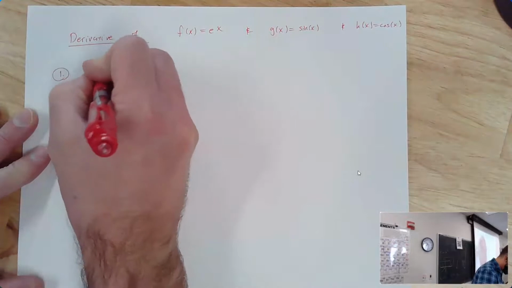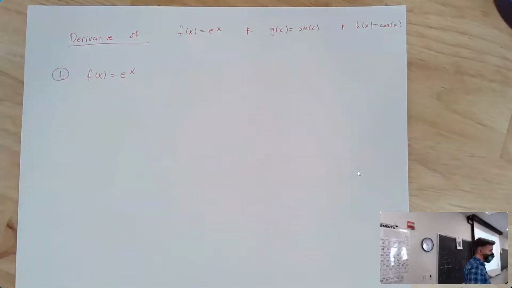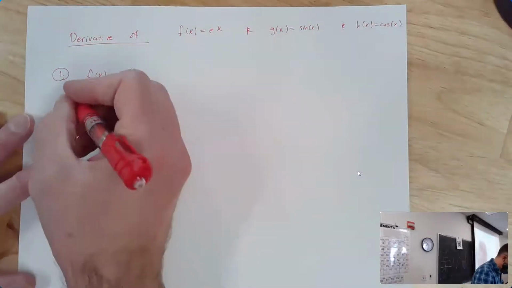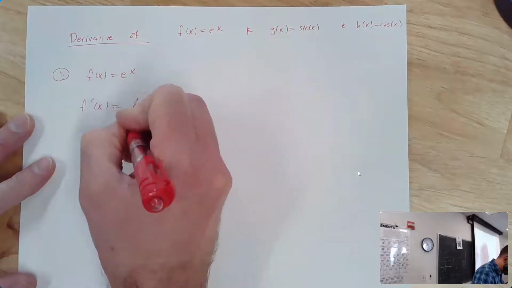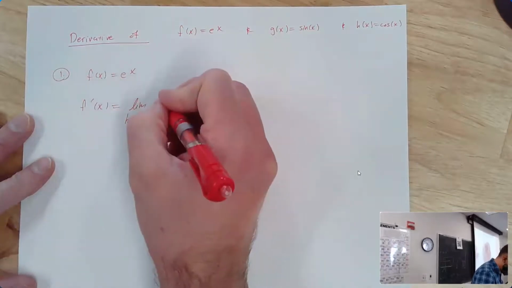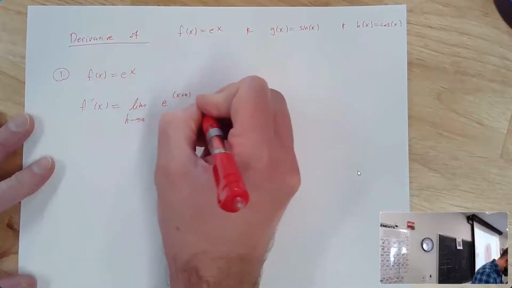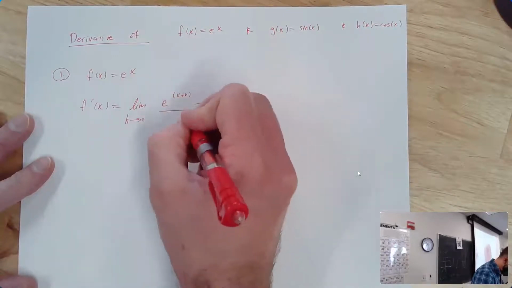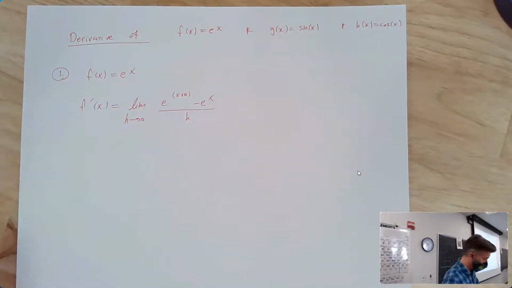So for f of x equal to e to the x, when we don't know what the derivative of something is, we go back to the limit definition. So we're going to say the derivative here is the limit, h goes to 0, of e to the x plus h minus e to the x all over h. And there's a couple ways of doing this. The way I'm going to do it is going to be not very rigorous.